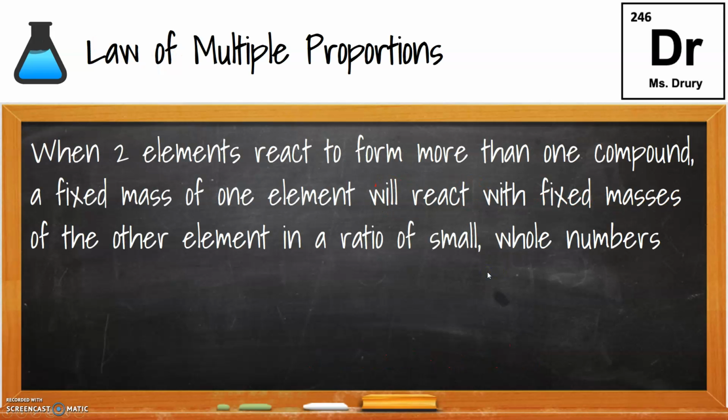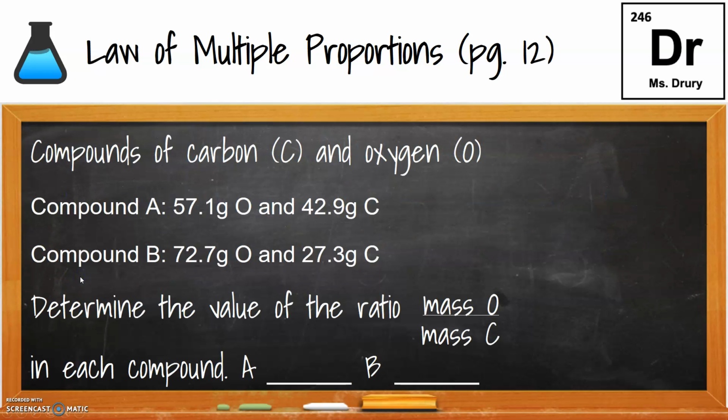The first law we're going to talk about is the law of multiple proportions. It says when 2 elements react to form more than one compound, a fixed mass of one element will react with a fixed mass of another element in a ratio of small whole numbers. In English, what it means is you're going to get things like H2O and not H1.5O17.2, and you're always going to get the same thing, H2O, or some rendition of it. So it's going to be whole numbers.